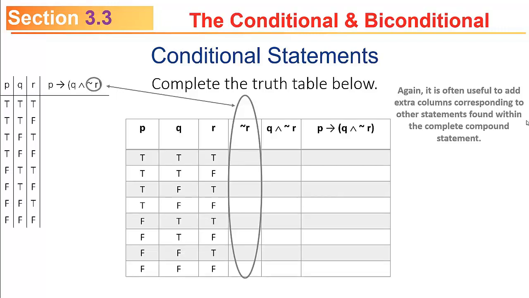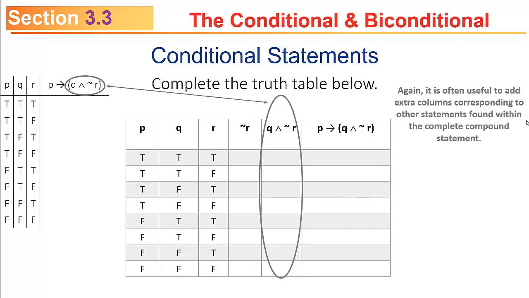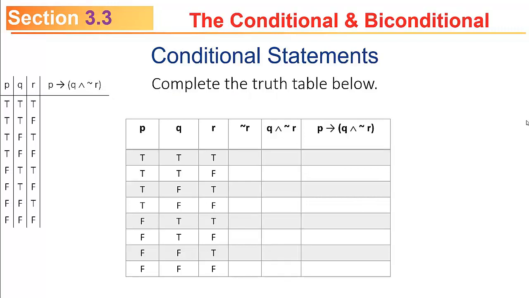You notice that if you look at the pieces, there's a not R piece of this compound statement. So I'll make a not R column. There's also a Q and not R piece, so I'll make a column for that. And then of course you want a column for the final statement as a whole. So I will take that original truth table and add these columns to make it a little easier to work through the way I've been doing it. Now that I've done that, let's get started.